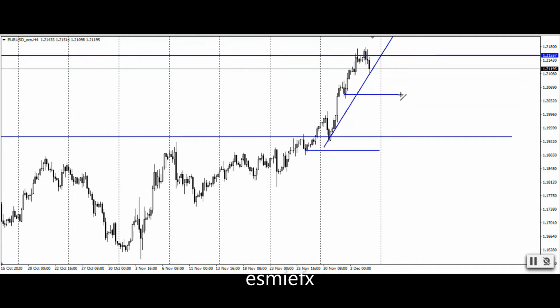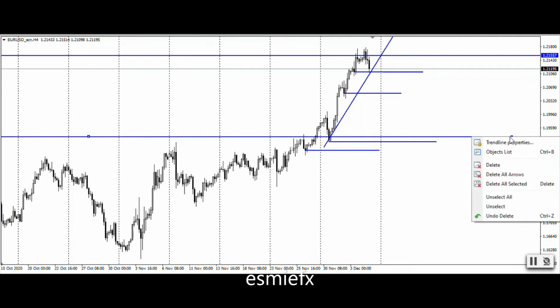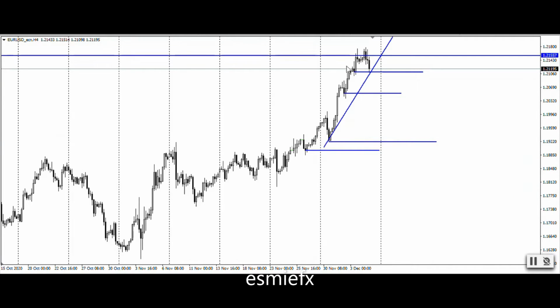There is a low here. I'm just drawing this so that as a reference I can refer to it. And there is another low here. So Friday price dropped and stopped here. So there's a low here, here, and this one at the beginning of the week. So this particular line I can take off. So this is the week that completed, and these are the levels.